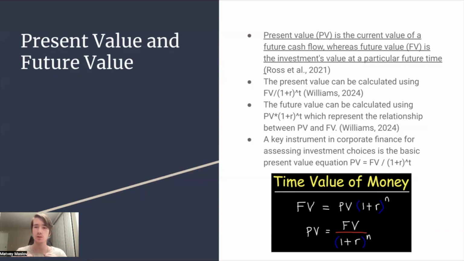And the future value can be calculated using the present value multiplied by (1 plus the interest rate) to the power of the number of years. This is where you can see the relationship between present value and future value, as they're closely correlated with one another. The key instrument in corporate finance for assessing investment choices is the basic present value equation, which is future value divided by (1 plus r) to the power of t.